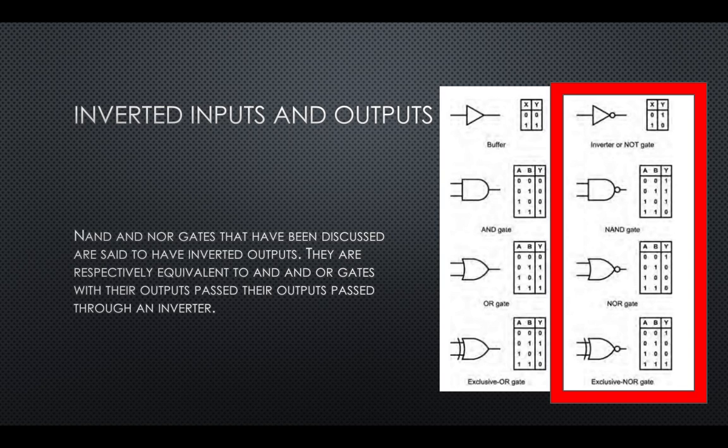Inverted inputs and outputs. The NAND and NOR gates that have been discussed are said to have inverted outputs. They are respectively equivalent to AND and OR gates with their outputs passed through an inverter, which is all represented on this slide with the inverter or NOT gate, the NAND gate, the NOR gate, and the exclusive NOR gate.